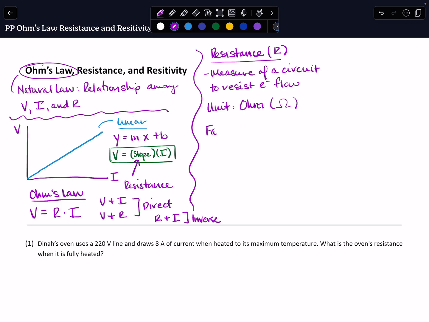Now there are factors that influence resistance. There are four that we tend to talk about. The first one is temperature.